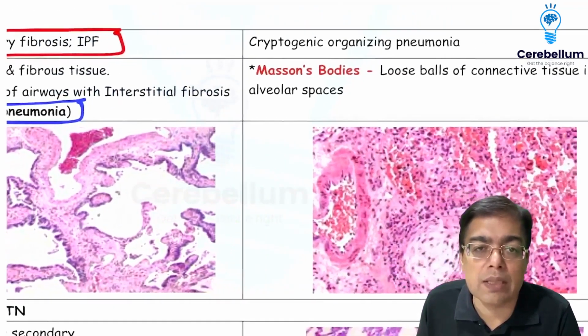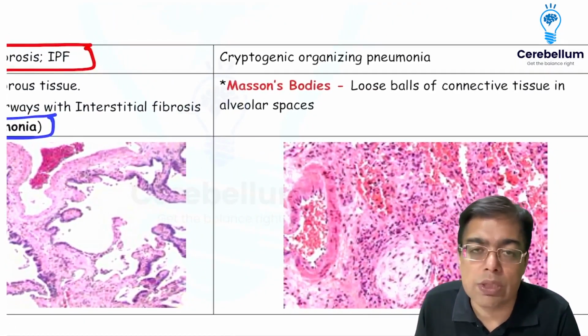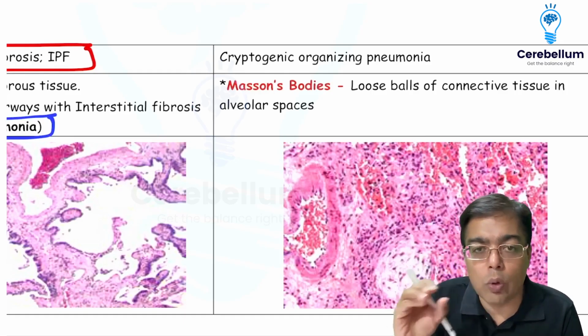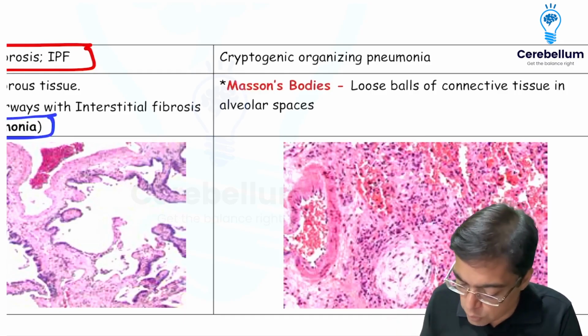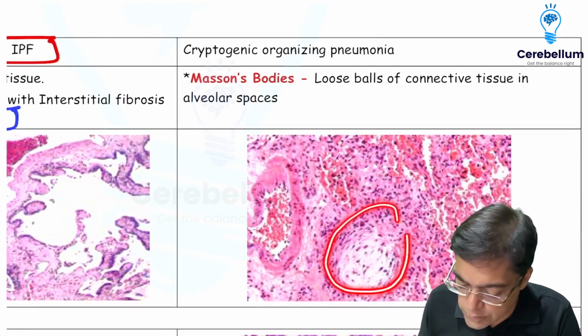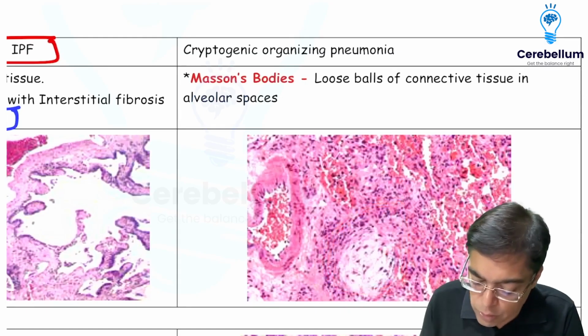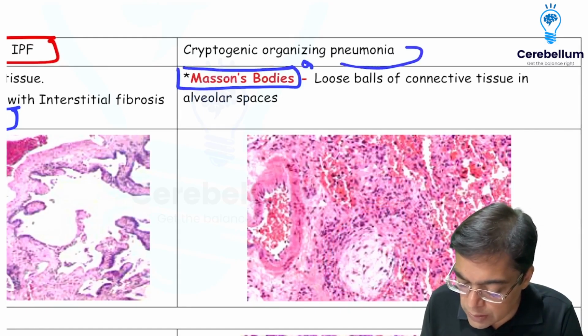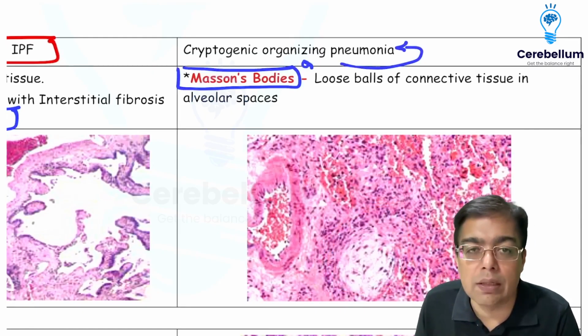A second one which has been asked in the exam just once happens to be a condition which is given the name of cryptogenic organizing pneumonia. This is a condition which is characterized by a histological finding that there will be balls of loose connective tissue, which are going to be present in the alveolar space. And such balls of connective tissue are going to be given the name of Masson's body. So Masson's body are a finding of cryptogenic organizing pneumonia.